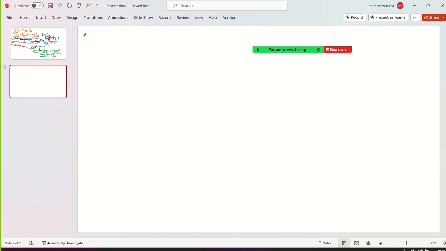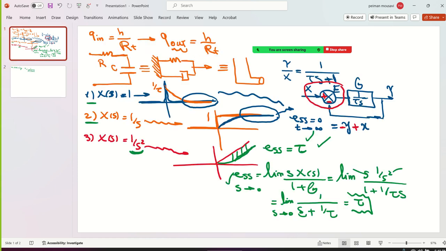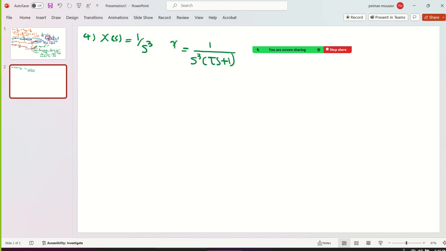Now the fourth case is when x of s is the parabolic, meaning 1 over s cubed. I taught you this, right? Parabolic. So from here you get y is equal to 1 over s cubed times tau s plus 1. We are talking about the first order systems, guys. We put it here and we are going to have that. So you can write this as a over s cubed plus b over s squared plus c over s plus d over tau s plus 1. This is a very elementary method.